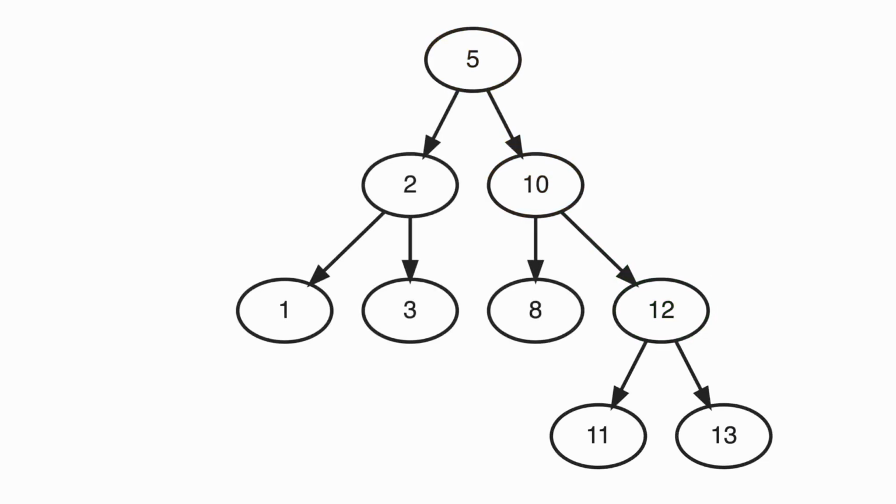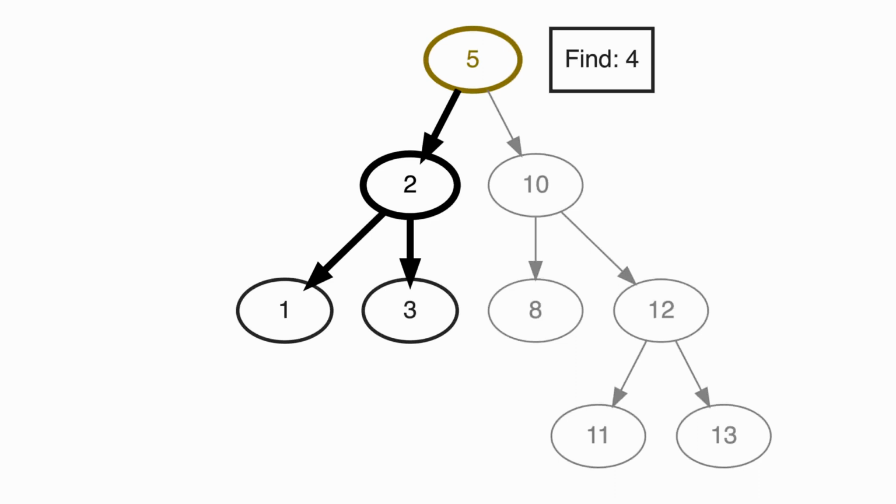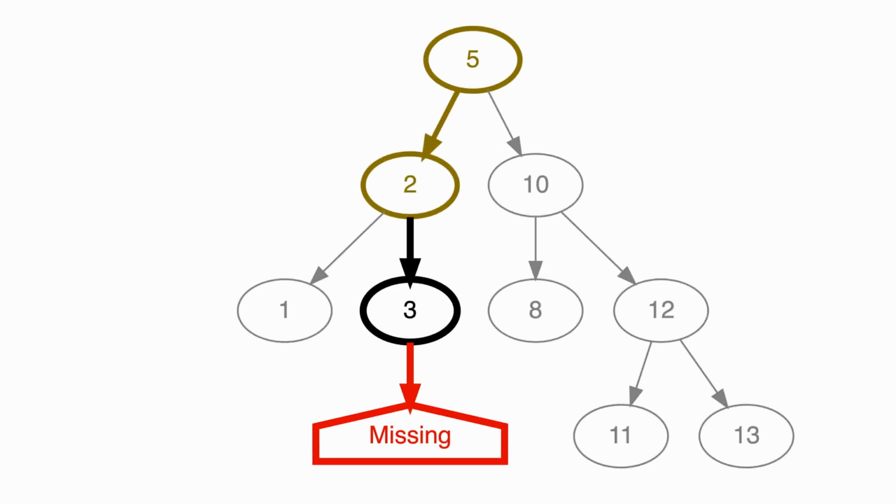Now let's search the tree for the number 4. We start by comparing 4 with the root, which is 5. Since 4 is less than 5, we move to the left. We now compare 4 and 2. Since 4 is greater than 2, we move to the right. We now compare 4 and 3. Since 4 is greater than 3, we try to move to the right, but we see that there is no node there. Since there is no node, we know that 4 cannot be in the tree, so the search says that 4 is missing from the tree.